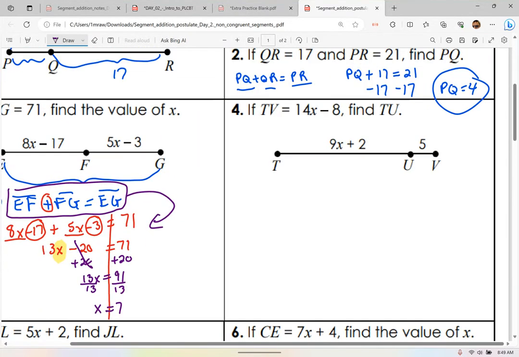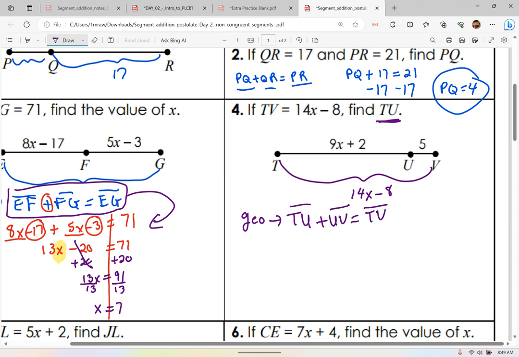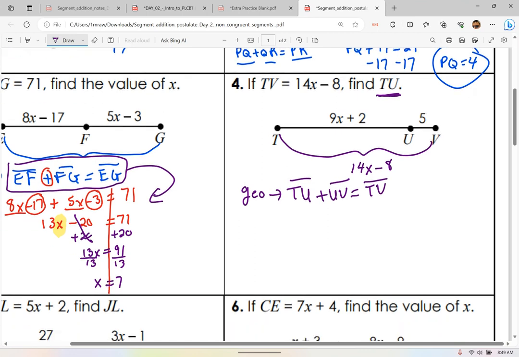And I'm sorry if the bell rings, it's just trying to get this on. So we're looking for TU. And it says TV is 14x minus 8. So use your geometry. The segment addition postulate says that TU plus UV equals TV. And we need to solve for x. Now, x isn't going to be the answer because we're looking for TU. So we just substitute our values in. TU is going to be 9x plus 2, plus UV, which is 5, equals 14x minus 8.